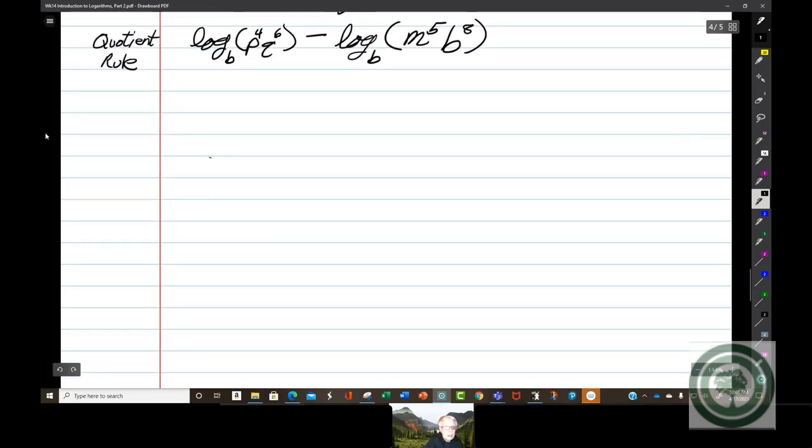Okay, now we're going to use the product rule, because I have that multiplied by that, and that multiplied by that, but you have to be very, very careful. This is going to be log base B of M to the fifth plus log base B of B to the eighth, but I'm going to put brackets around it because that multiplication sign applies to everything in here.